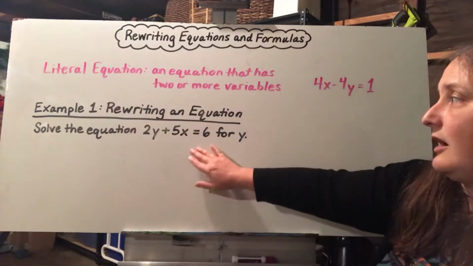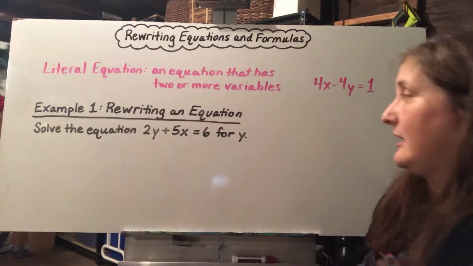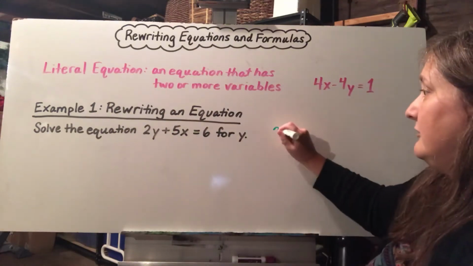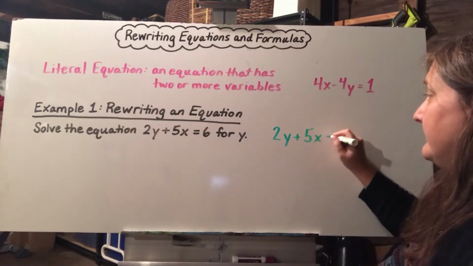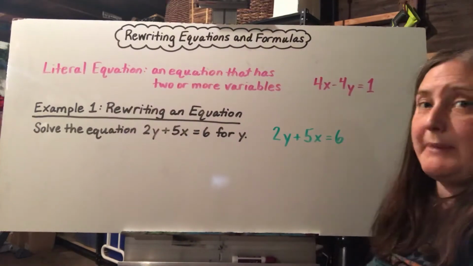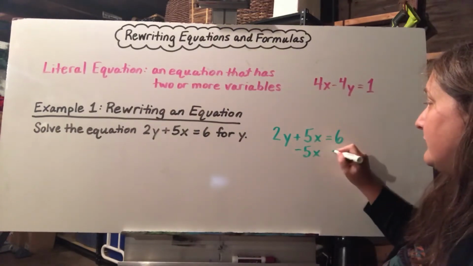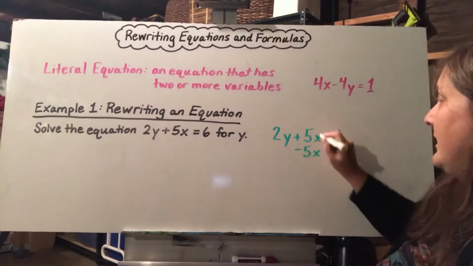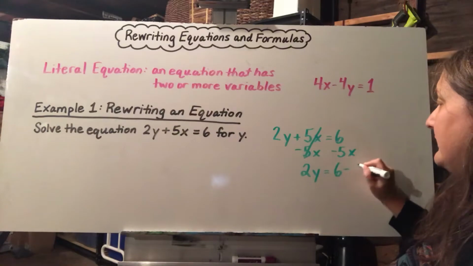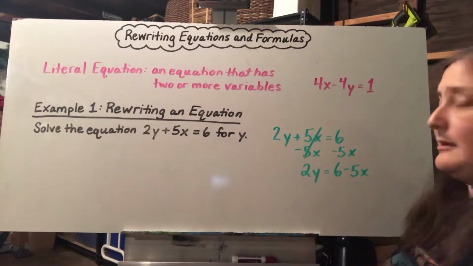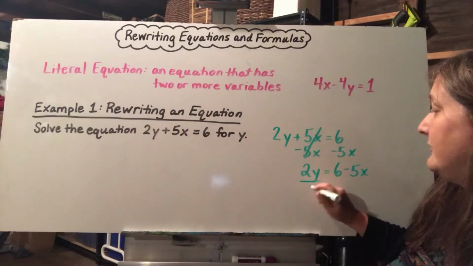Here we're being asked to solve this equation for y, which means we want y by itself. So our equation is 2y plus 5x equals 6. To get y by itself, I'm first going to get rid of the 5x by subtracting 5x from each side. That leaves me with 2y, and over here I have 6 minus 5x. Now my y is not quite alone yet. I still have a 2 times y. So I'm going to divide each side by 2.